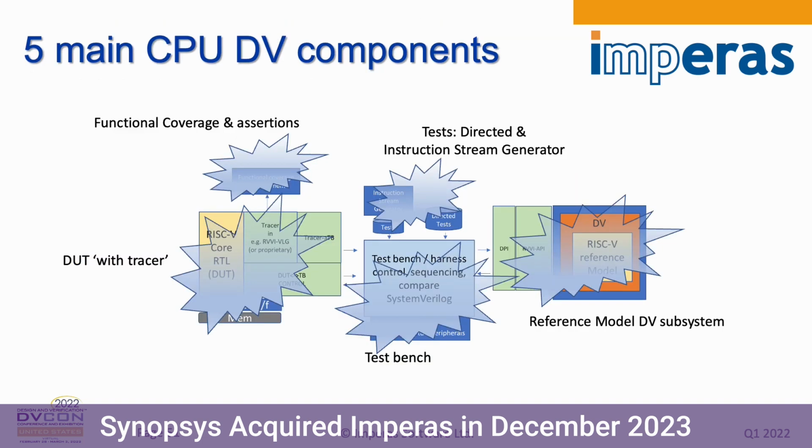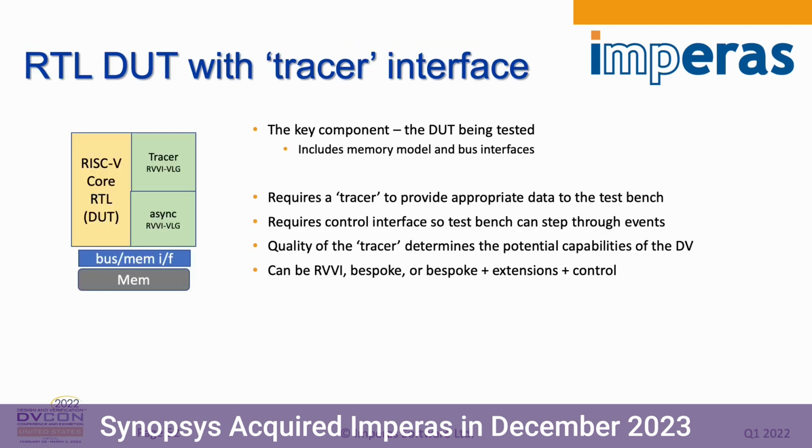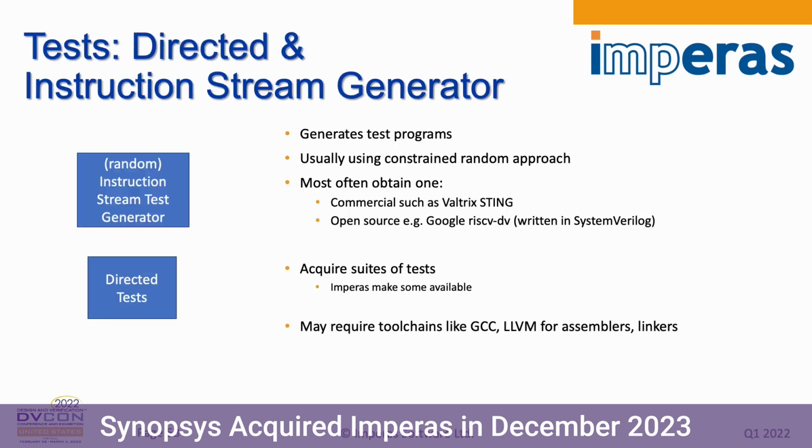So let's look at the 5 components that we see in a standard test bench. The first is the design under test, the RTL, the core. It's a key component, and it's going to have some form of memory and interfaces inside it. The key thing here is to get the data out of it into the test bench, but also there needs to be a control interface. And the quality of this tracer really does determine how many features you're going to have in your verification environment. We talk about using RVVI, but the interface from the DUT out into the test bench can be bespoke or proprietary. But if you do that, you're not going to be able to make reuse. You need to reinvent everything all the time. So it's much better to make this a standard interface from the DUT up into the test bench.